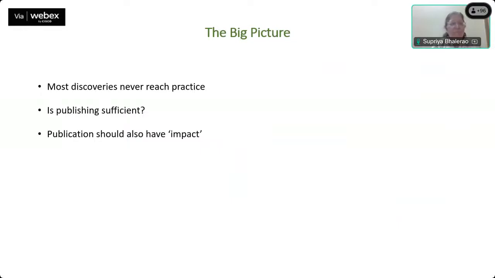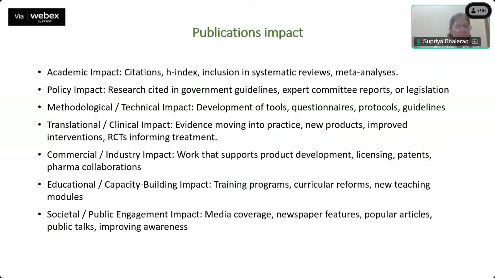You may say we publish. Some of us now publish. But is publishing sufficient? That is also a question. Nowadays, if you go for higher positions, higher institutes, they don't just ask how many publications you have, but they ask what the impact of your publications is. If you see, there are different kinds of publication impact.